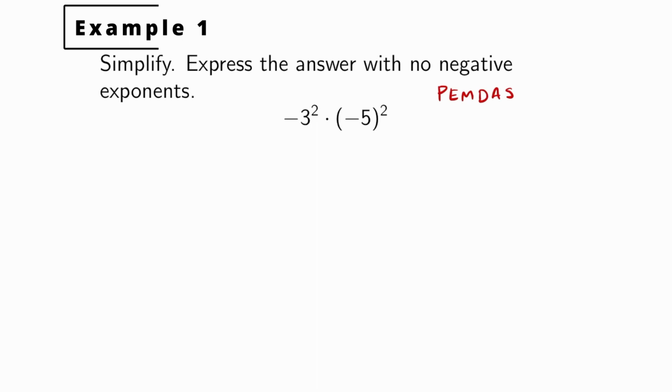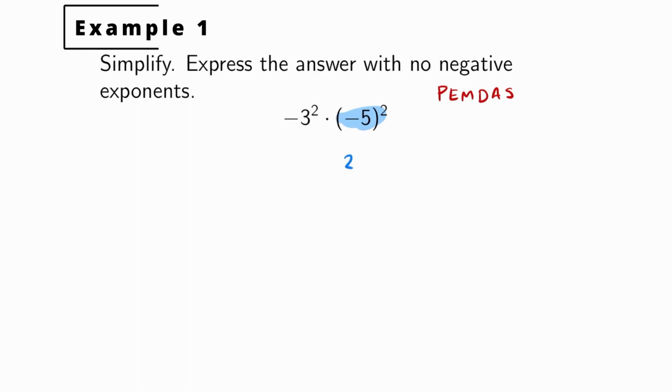The first thing here is -3 squared. Notice there are two parts to this problem. You have -3 squared, and you also have -5 quantity squared. This -5 is inside the parentheses, and what that means is that the number -5 is being squared. So what is -5 squared? It's -5 times -5. Since a negative times a negative is a positive, you get positive 25.